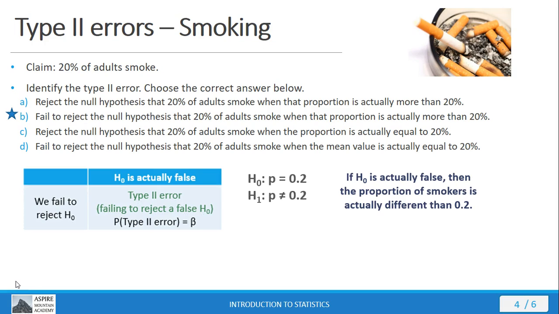Fail to reject the null hypothesis that 20% of adults smoke when that proportion is actually more than 20%. Okay, more is different. It could have said different. Here it says more. It's the one that best matches because it's certainly not equal to. And you can't select answer options A or C because they say reject the null hypothesis, and we want to fail to reject the null hypothesis for a Type 2 error. So the one that best matches is answer option B.